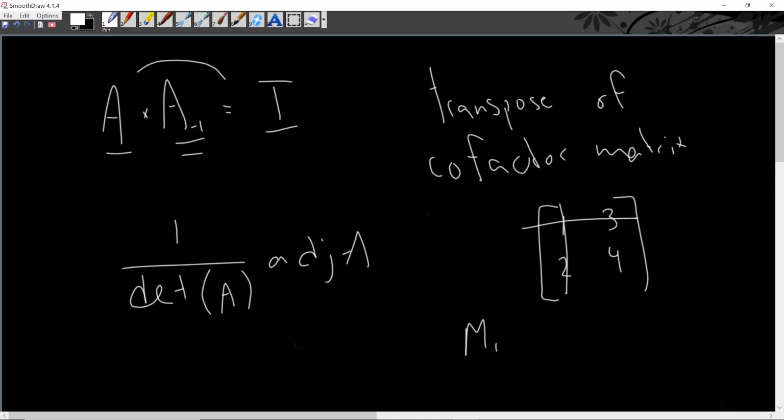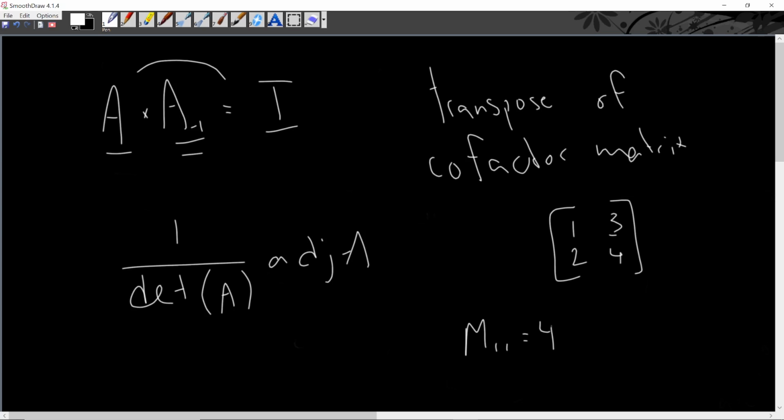So M1,1 is going to be equal to 4. And then we have to do the same thing for 2, or M1,2. So let's go back: 1, 2, 3, 4. When we eliminate M1,2, so M1,2 is 2, if we eliminate everything that's on that row and column, we will only have 3 left. So M1,2 is equal to 3. And then M2,1. We have everything on this row and column. It's going to be only 2 that's left.